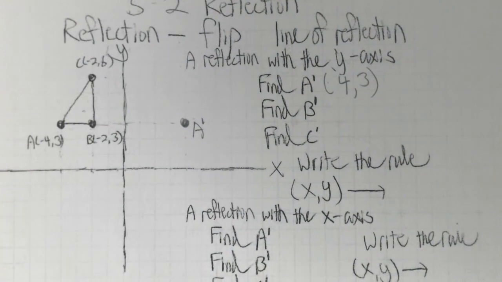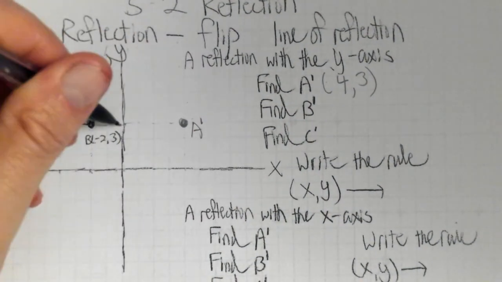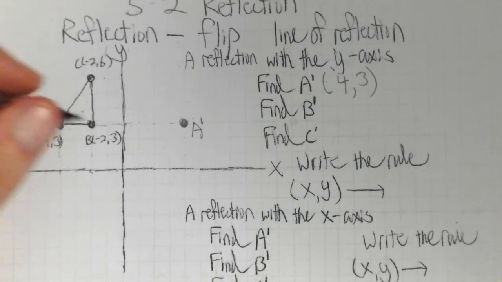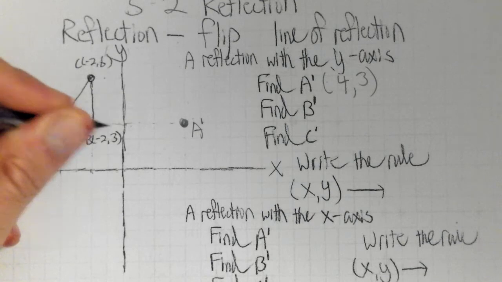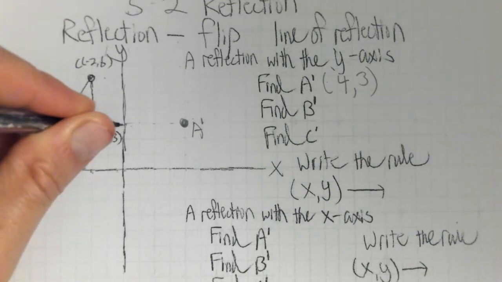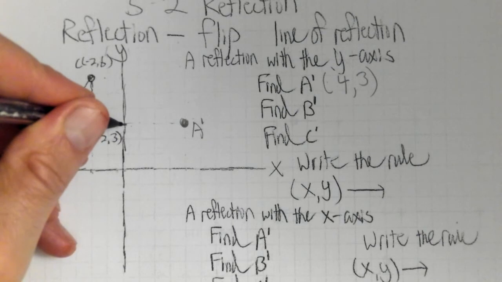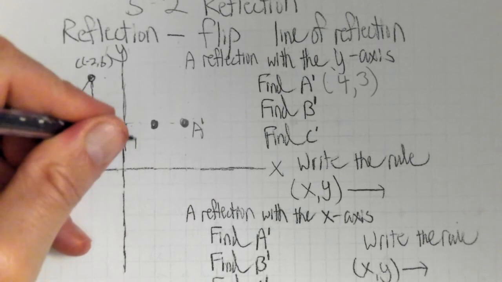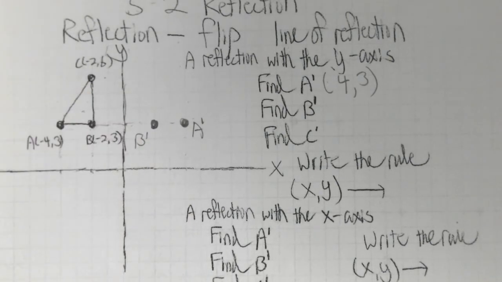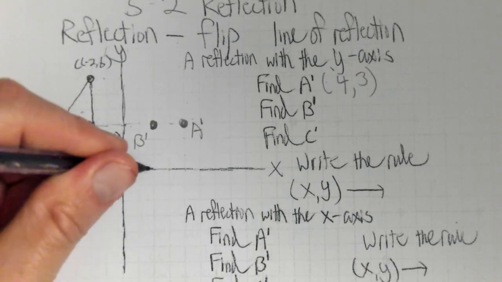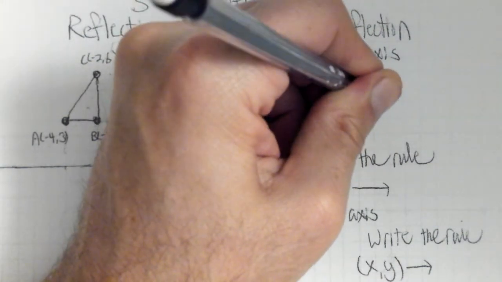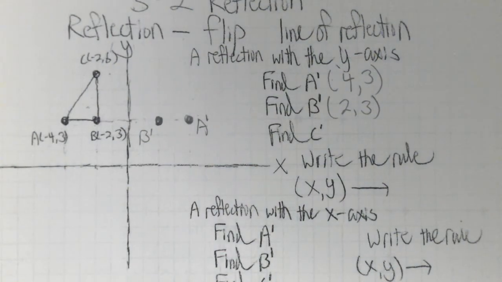So again, a reflection: however far the pre-image is away, the image is going to be that same amount away from the mirror, or from the line of reflection, I should say. What about B? How far away is B from the line of reflection? It's 1, 2. So it's 2 away, and so that means B prime is going to be 1, 2 away as well. There's my B prime. What are the coordinates? It is 2, comma 3. So 2, comma 3 is going to be the coordinates for B prime.